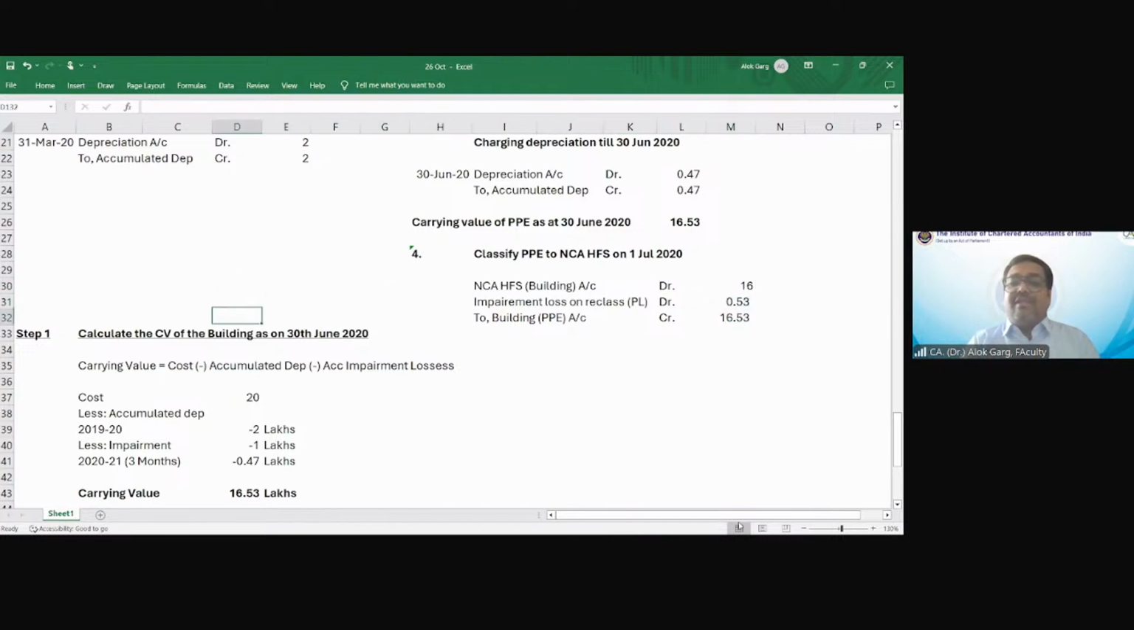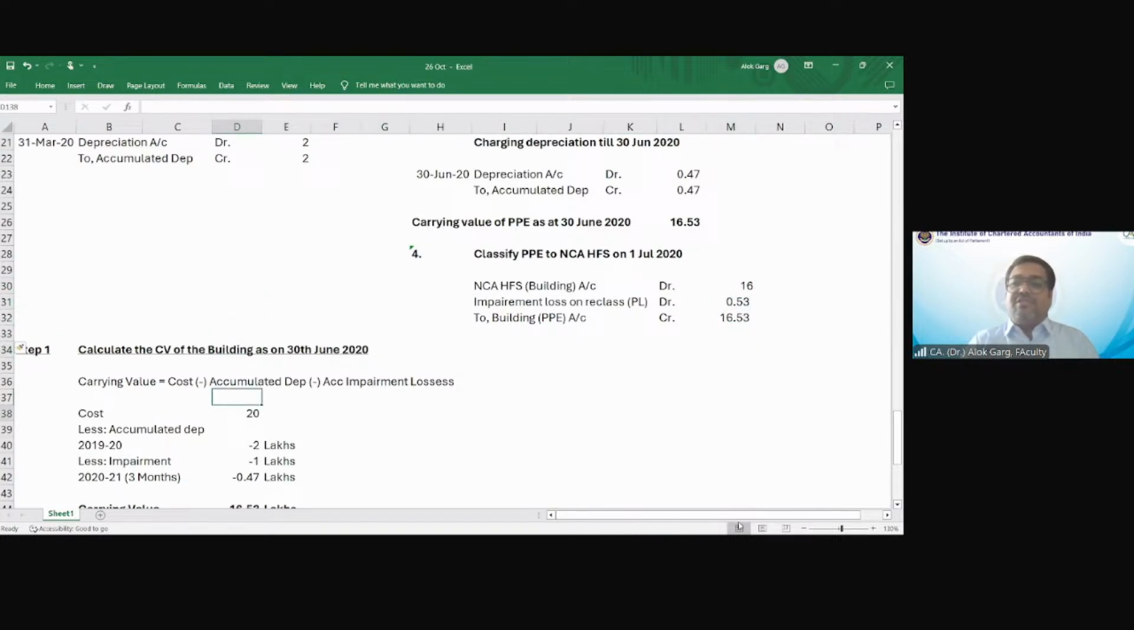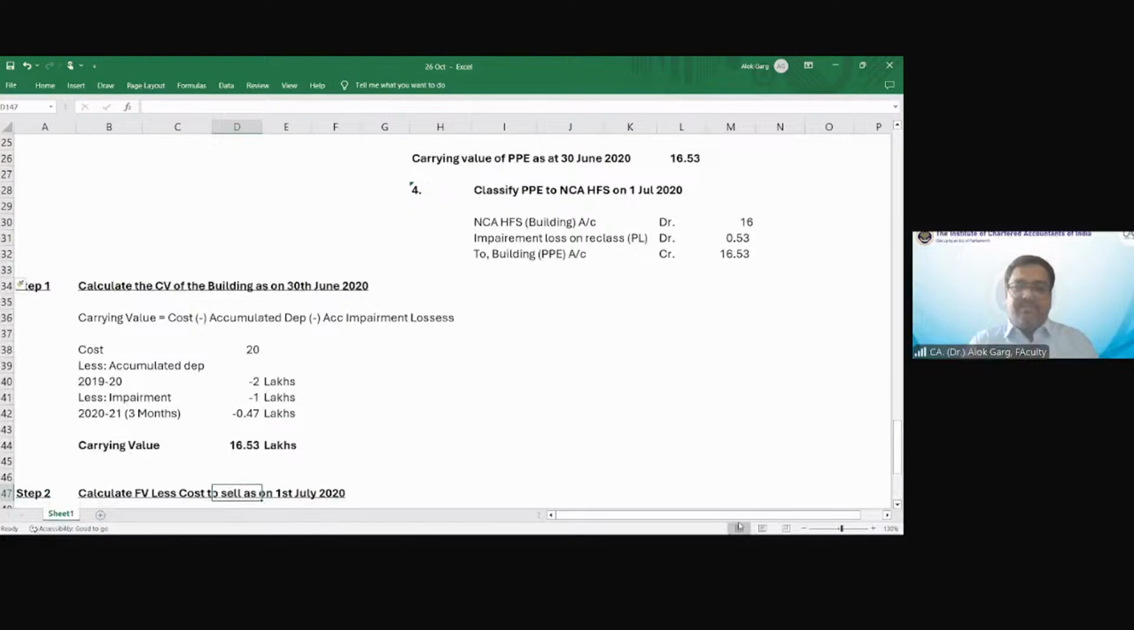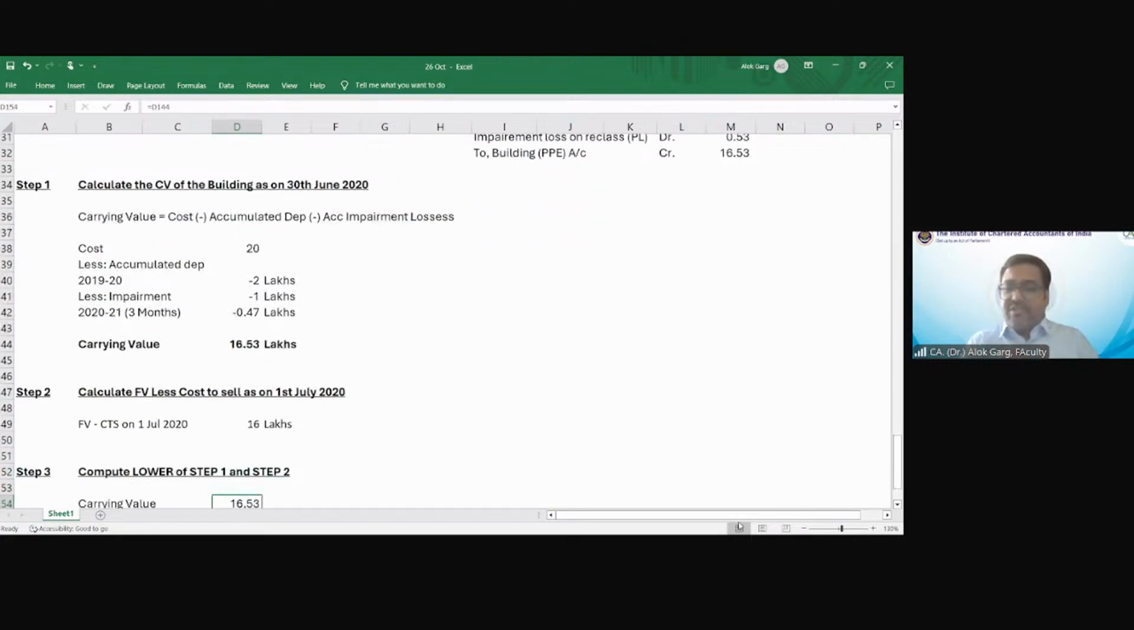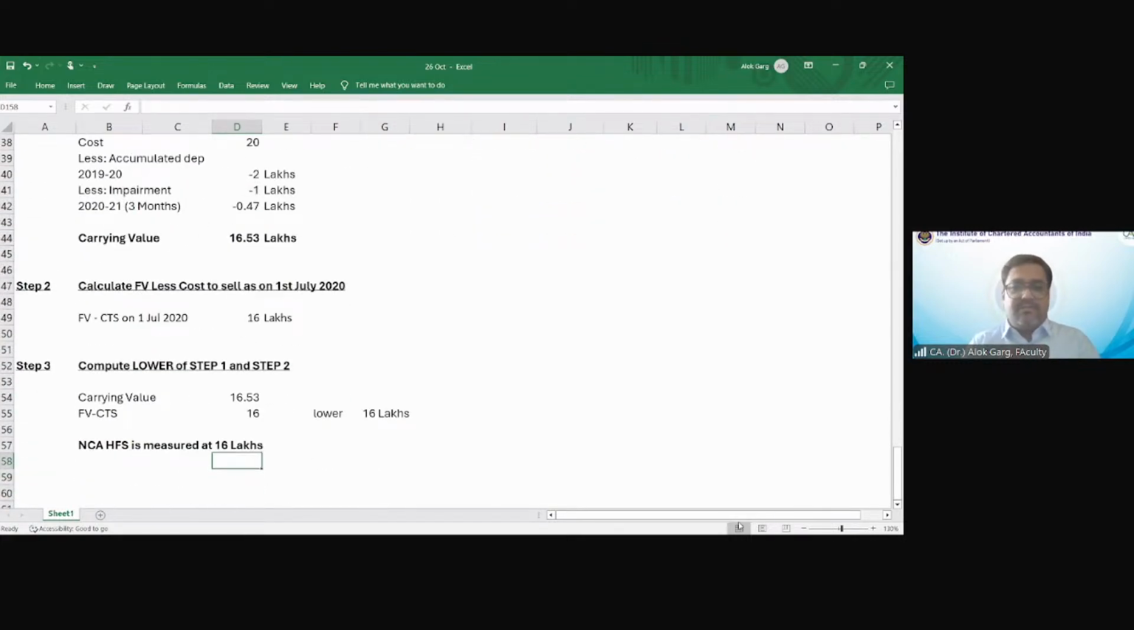So in this question there are two impairment losses. There are two impairment losses in the life of this asset. Number 1, when it was PP. Number 2, when it was reclassified to NCHFS. So 1 lakh when it was PP, 0.53 when it becomes NCHFS. So this asset has a total impairment loss of 1.53 which was debited to P&L. Any doubt in this question?